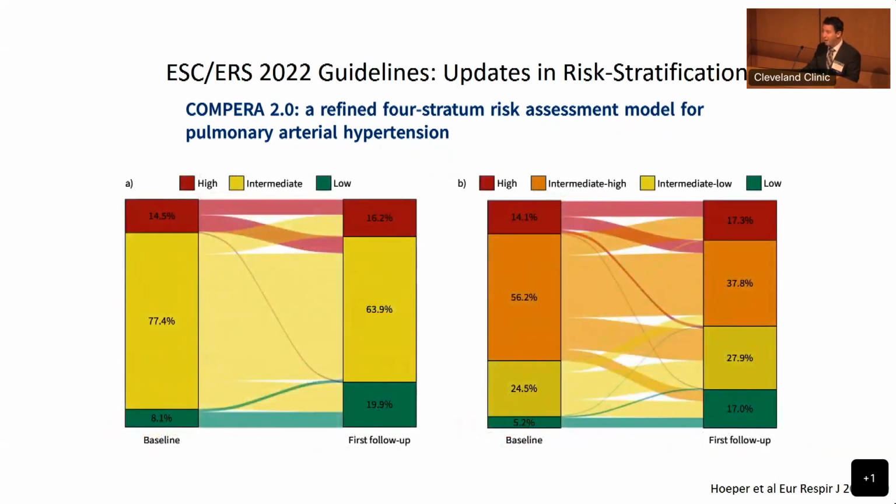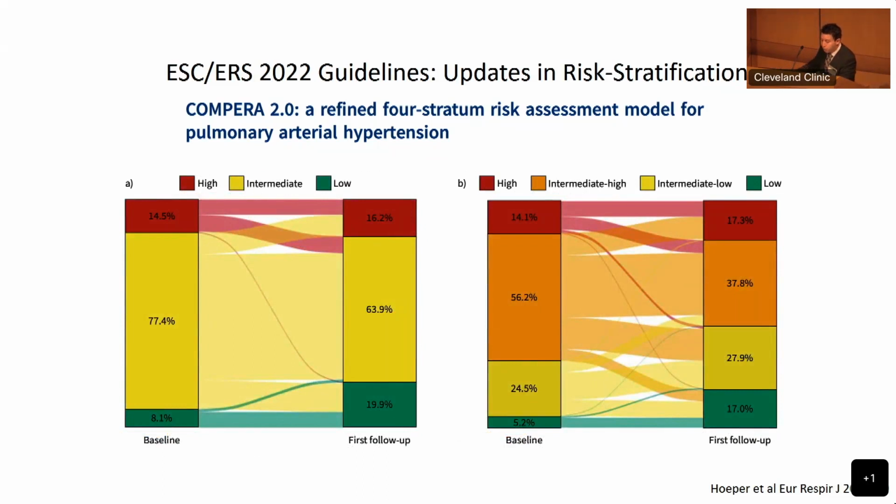Here's a really nice Sankey diagram. I'll admit this is the first time I've actually come across this diagram, and I think it's beautiful because it really demonstrates the point here. So you can see on the left is the 3-risk strata model, with green being low risk, yellow being intermediate risk, and red being high risk.